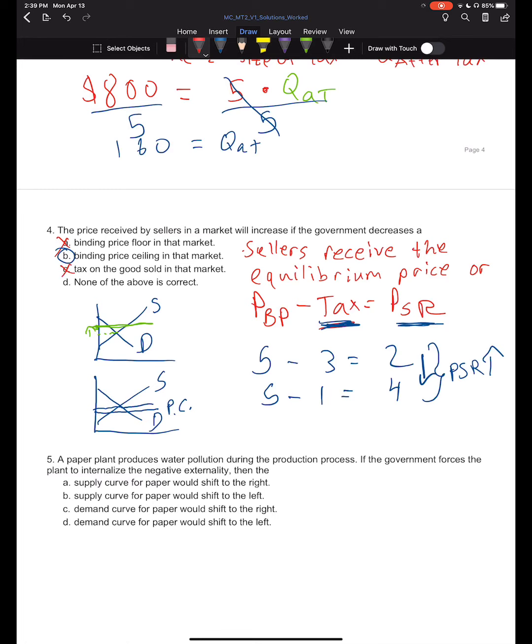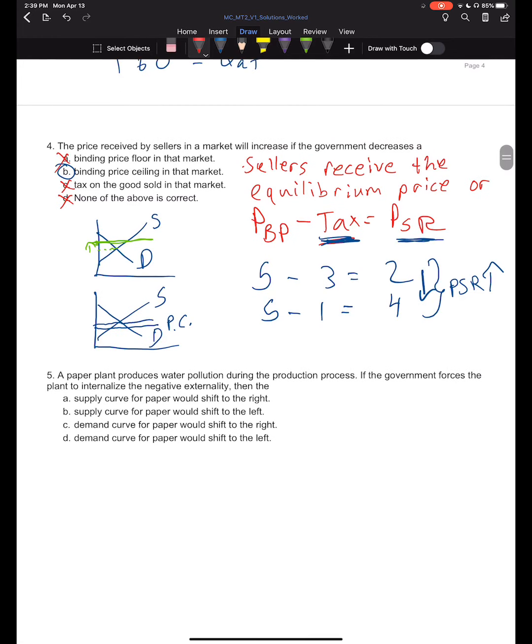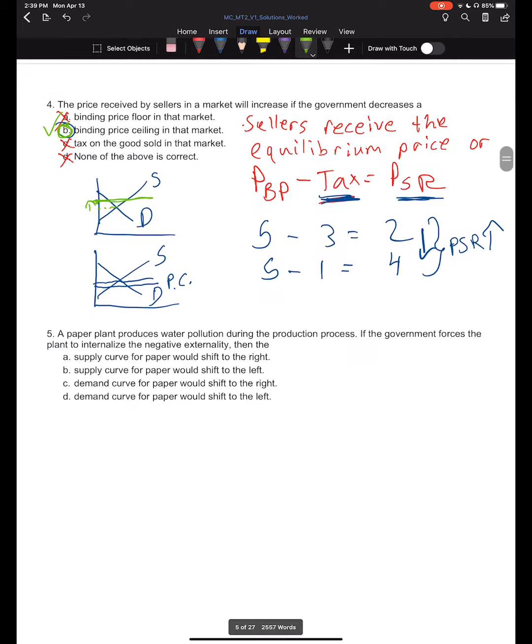Okay, so then if you tax a good, obviously the price goes down, and then none of the above is not correct. Question 5. Oops, I should circle that guy in green because that's the right answer. Check.